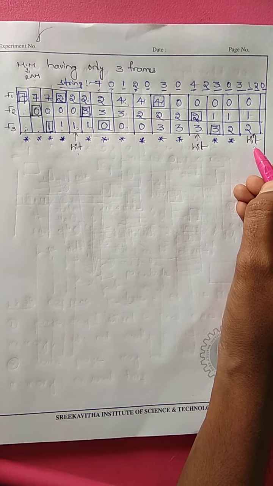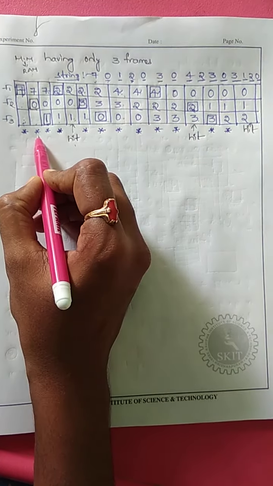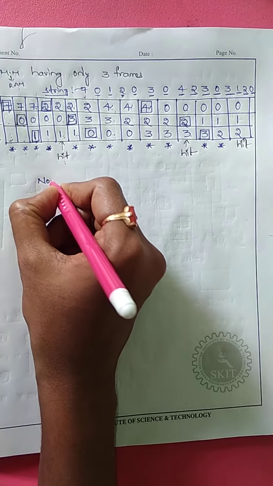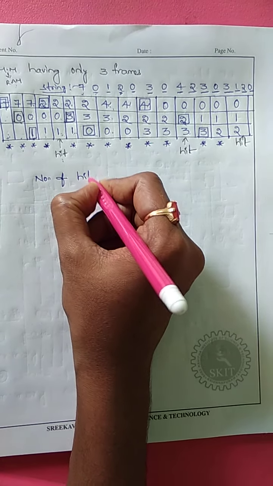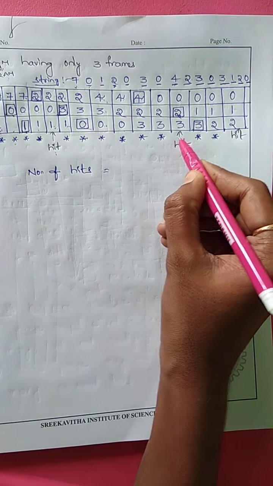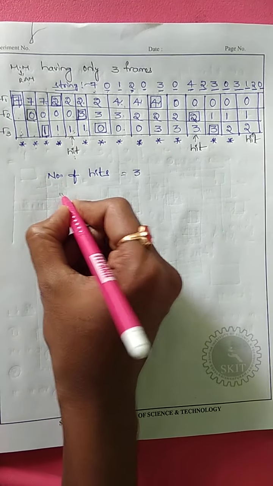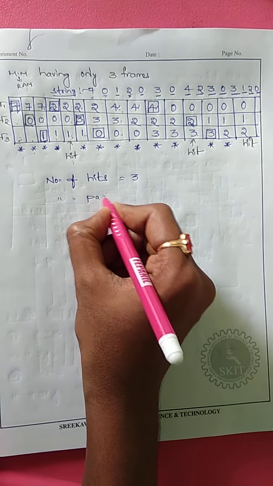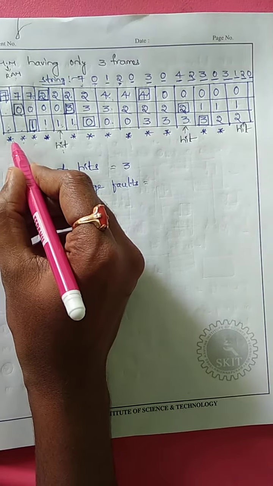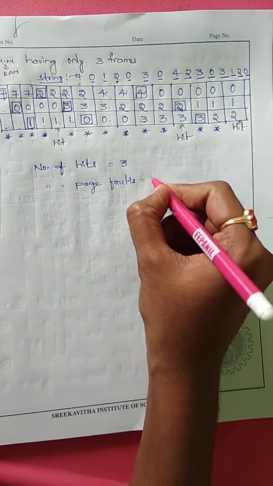If the demanded page is not present in the main memory, you can call it a page fault. Here the star is nothing but a page fault and hit is nothing but a page hit. Now I will write the number of hits. How many hits are we having? Page hits: 1, 2 and 3. So the number of page hits is equal to 3. Next, the number of page faults. How many page faults are we having? 1, 2, 3, 4, 5, 6, 7, 8, 9, 10, 11, 12.